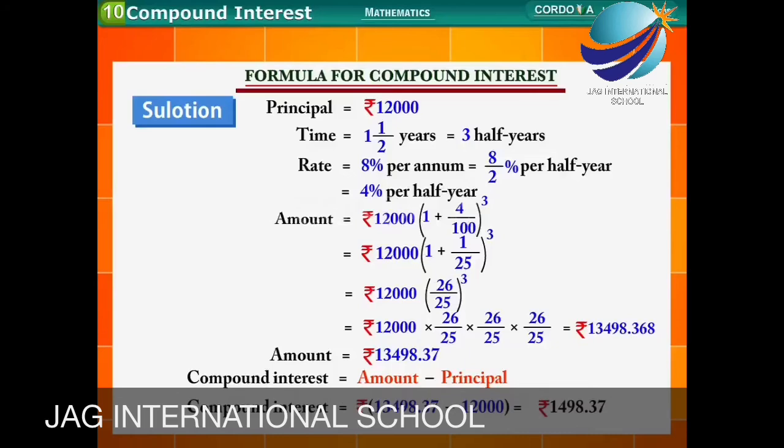Compound interest is equal to amount minus principal. Compound interest is equal to rupees 13,498.37 minus 12,000, which is equal to rupees 1,498.37.